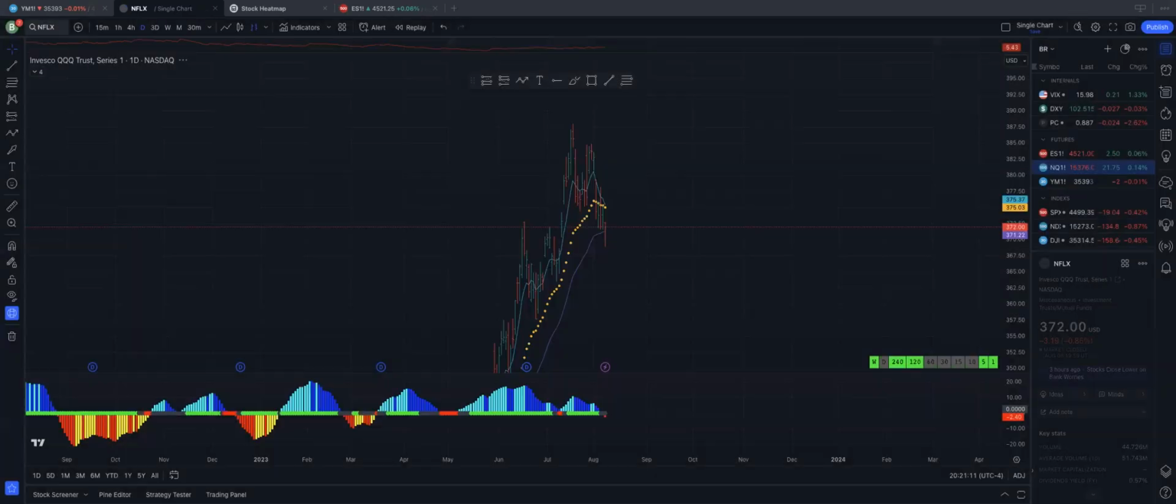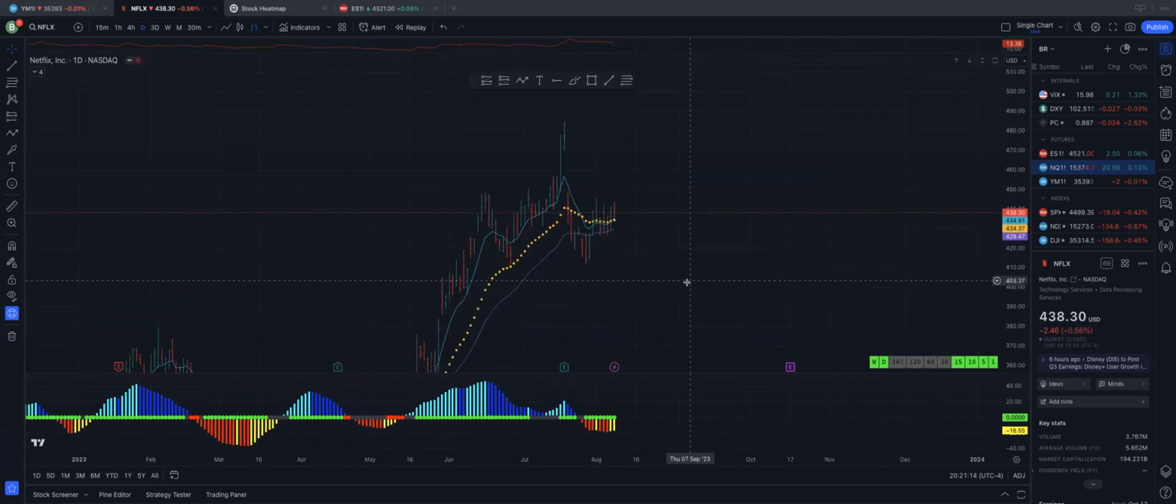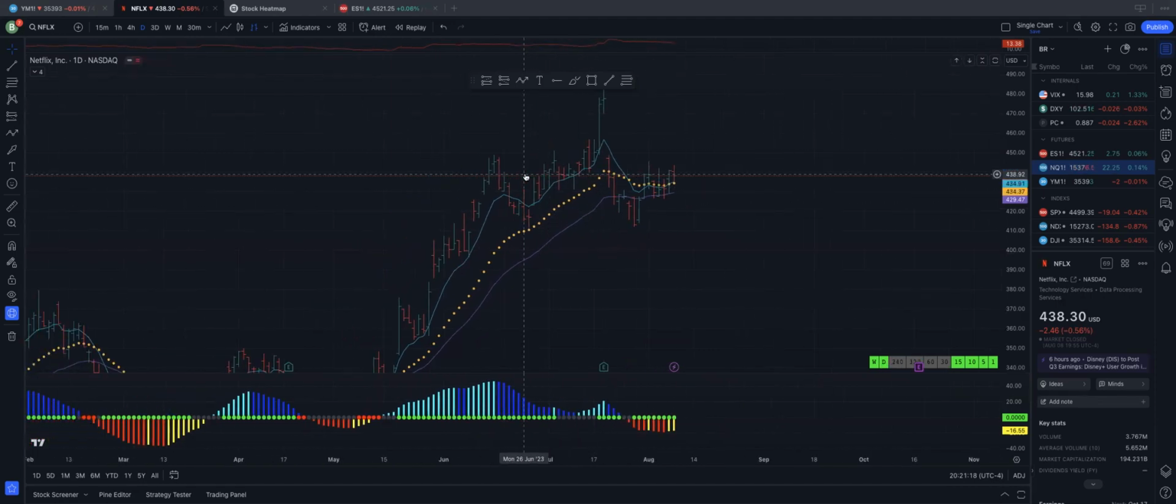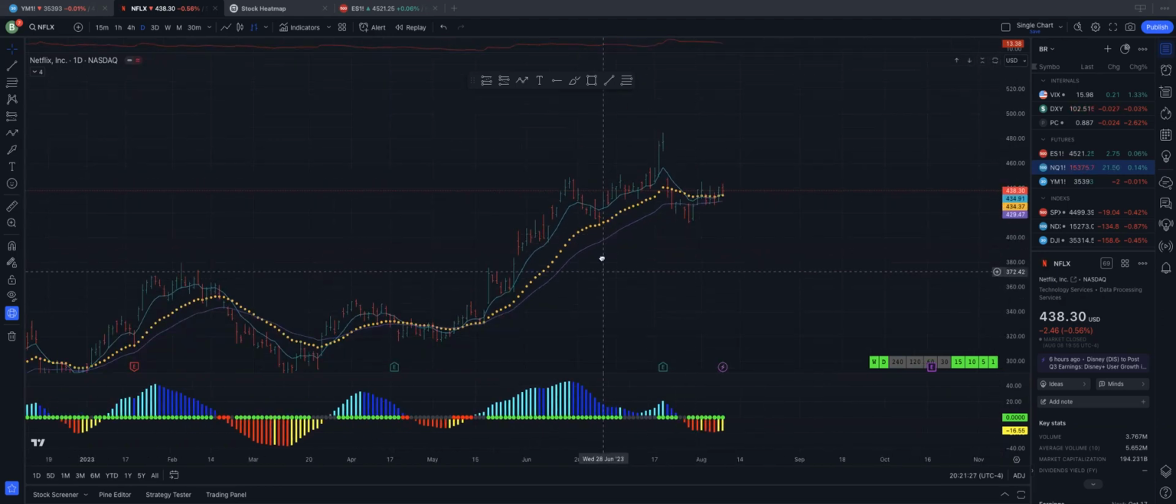Here's an example. This should be an example. Okay. Here you go. Netflix. Clear uptrend. EMAs never crossed. It got a little messy here, but the 8 never crossed below the 34. So we're still in an uptrend on the daily time frame.